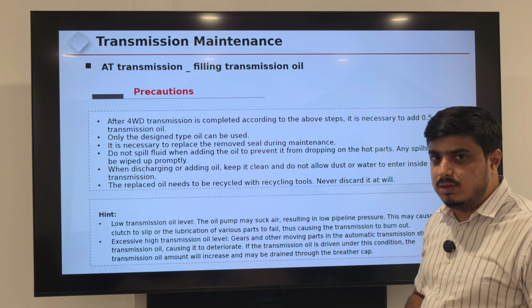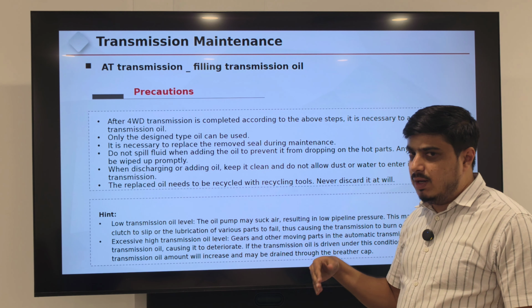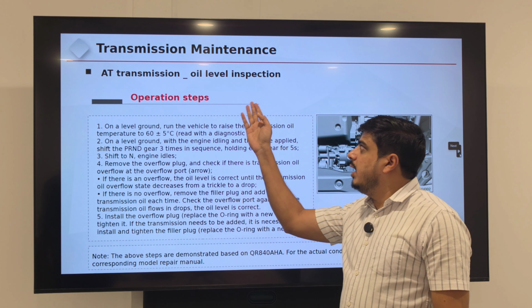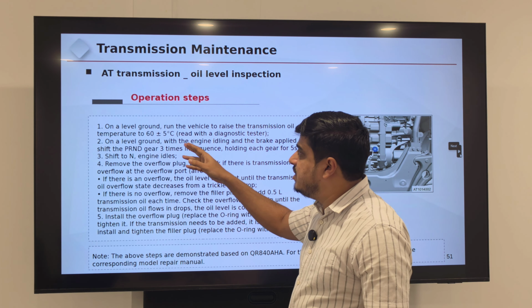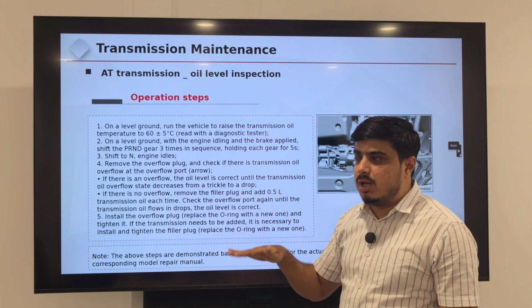Many things can happen. There are two scenarios: if you feel the oil level is less, and if you feel the oil level is more. Next, we will see the oil level inspection steps for the automatic transmission. The first step is to stop the car on level ground.